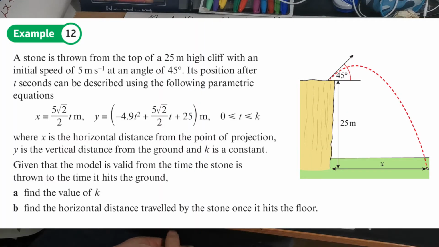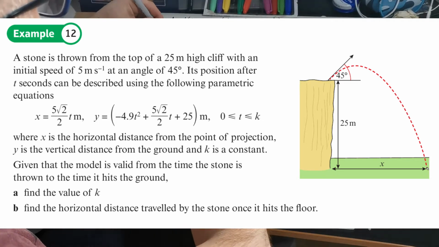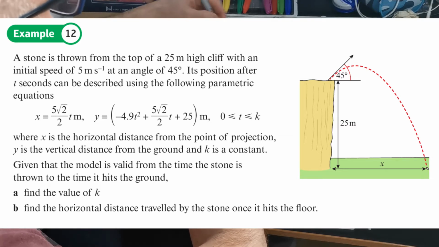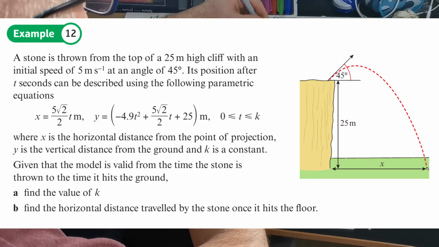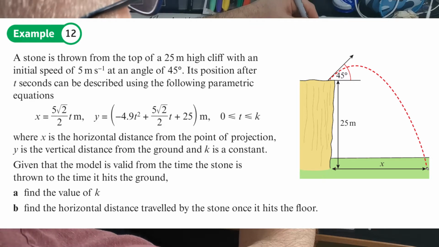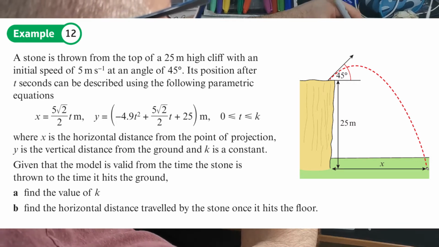It's on the screen. It says a stone is thrown from the top of a 25-metre high cliff with an initial speed of 5 metres per second and an angle of 45 degrees. Its position after t seconds can be described using the following parametric equations. So I'm just going to write these down. x is equal to 5 root 2 over 2 t, and y is equal to minus 4.9 t squared plus 5 root 2 over 2 t plus 25.